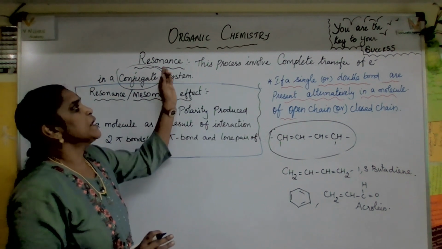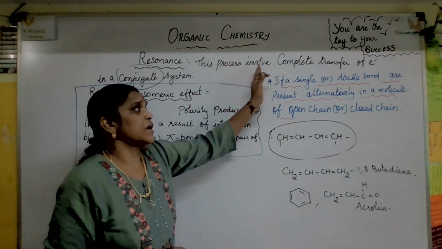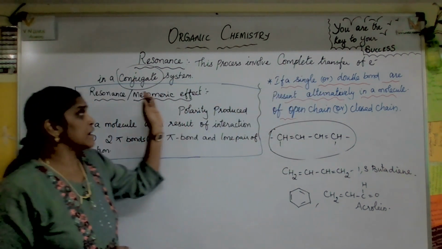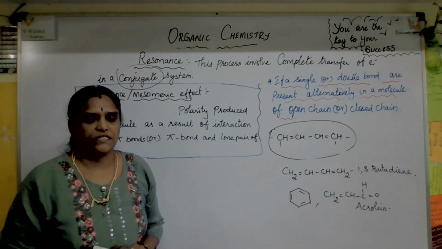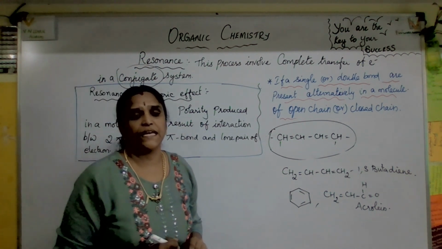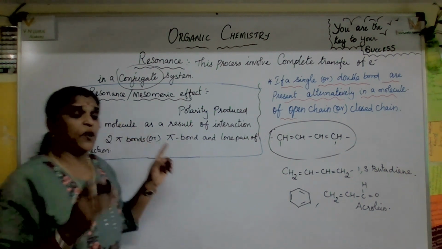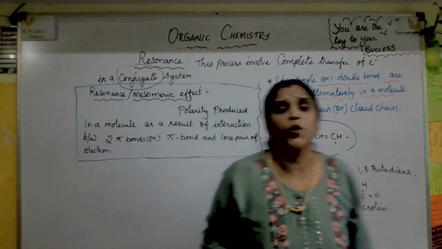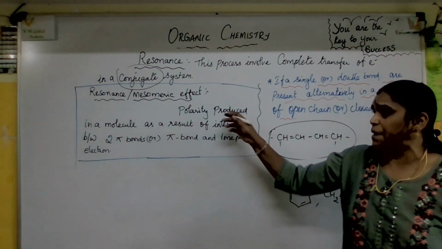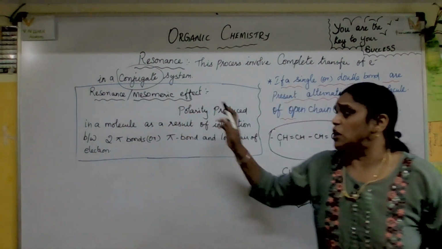Now come to this point. The process which involves complete transfer of electrons in a conjugated system, that we can say is the resonance effect. One more name for it is the mesomeric effect, with a capital M. Resonance or mesomeric effect.